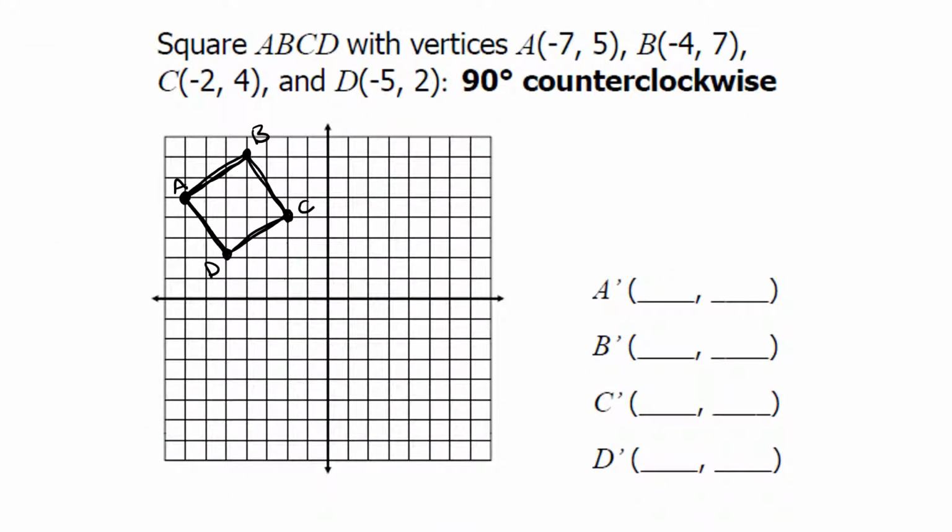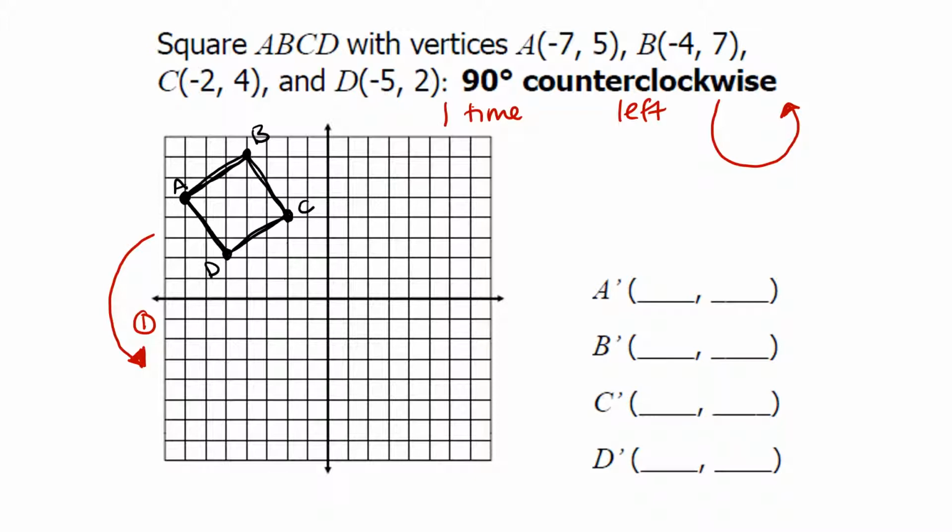For this problem, we have square ABCD with vertices A at -7, 5, B at -4, 7, C at -2, 4, and D at -5, 2. We want to go 90 degrees, so that's going to be 1 time. And we want to go counterclockwise, which is to the left, backwards around the clock. So if we're going to go 1 time to the left, starting in this quadrant, we are going to end up in this bottom left-hand quadrant. We go 1 time.